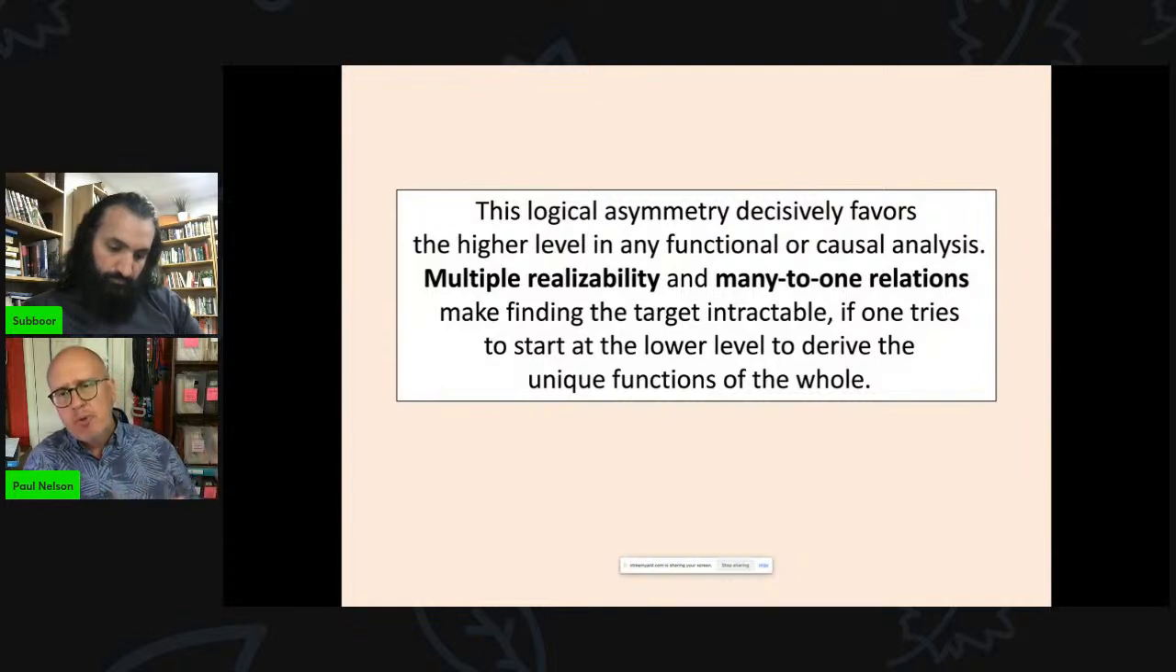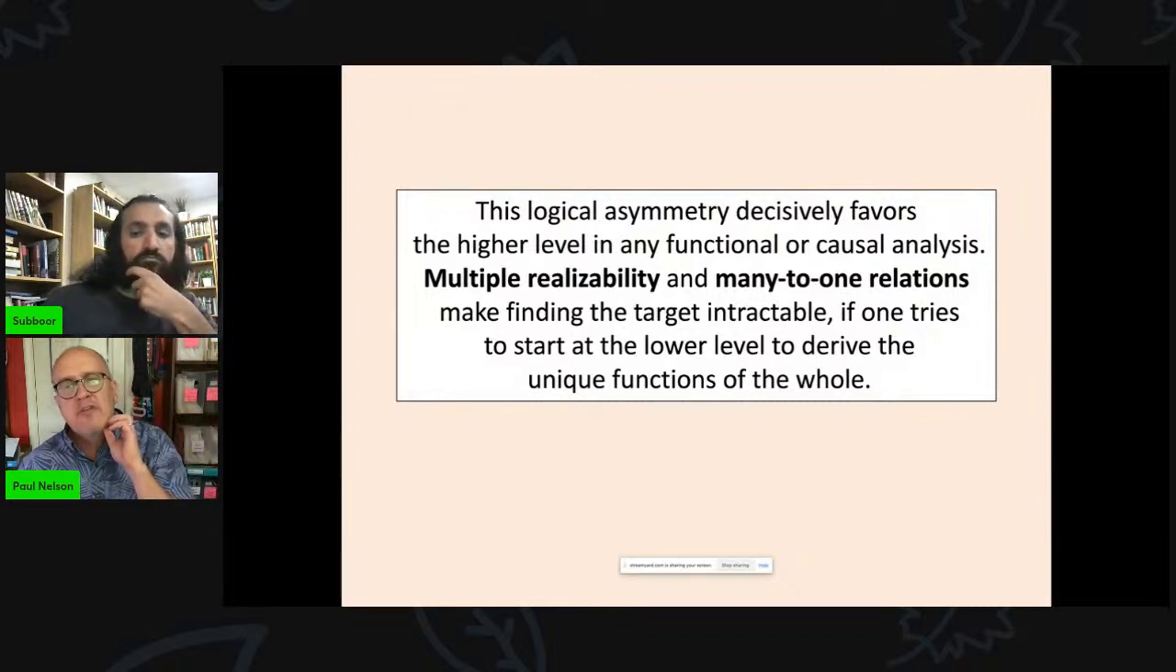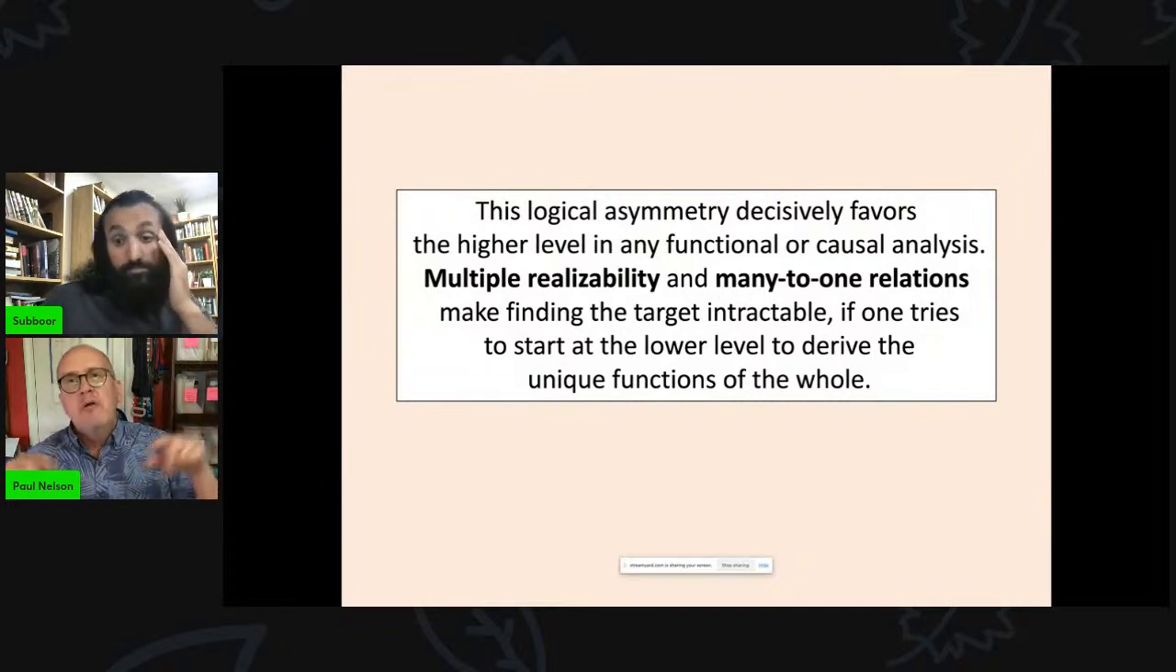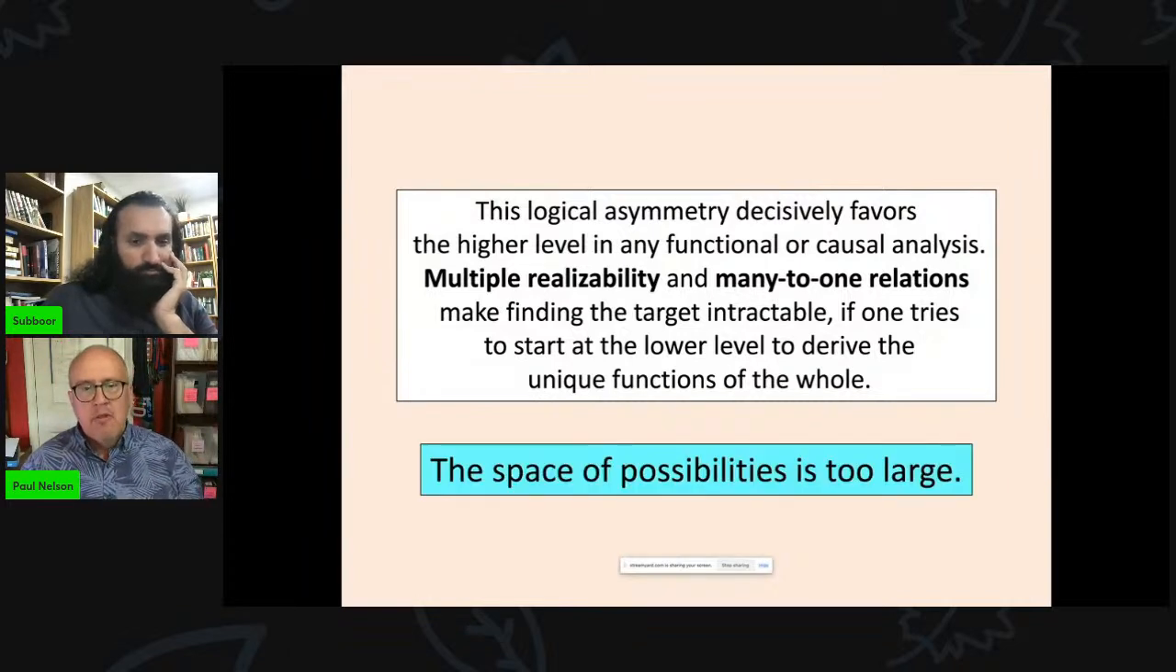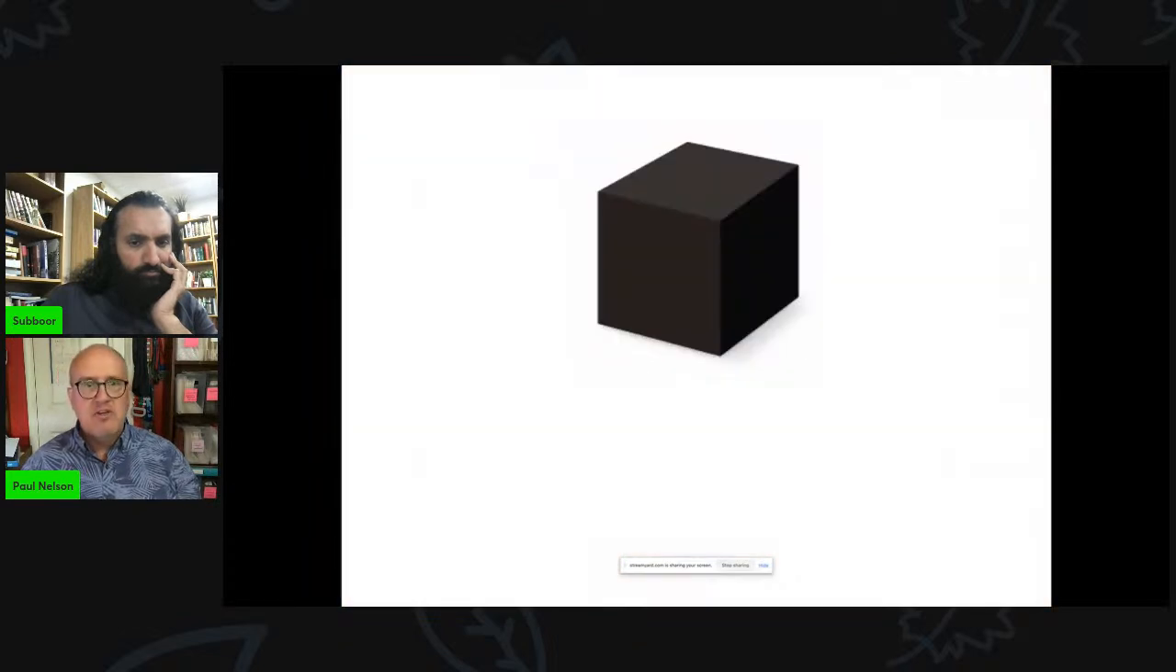Because of multiple realizability and the many-to-one relations that exist between parts and wholes, finding a higher level target state is an intractable problem if you don't have it already, right? If you try to start with the bits and go towards the target state, the complex system with unique functions, it's going to be very difficult because you can go in lots of directions, perhaps none of which is the target state that you want. The space of possibilities is too large.